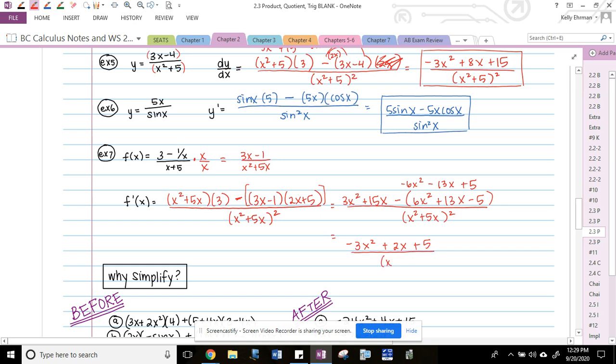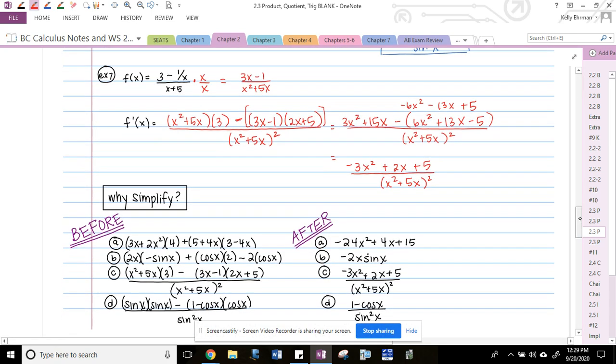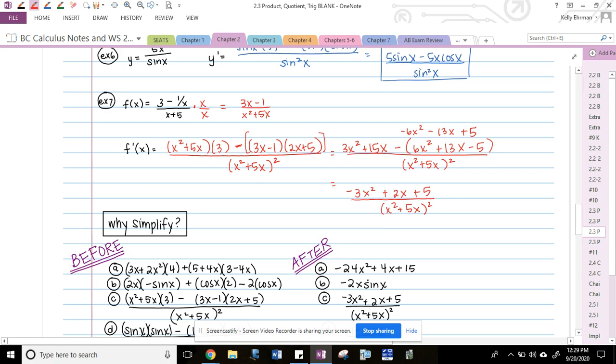And again, maybe that factors, maybe it doesn't, but I don't want to waste any time thinking about it because I know it's not going to factor into x squared plus 5x. So I'm not going to worry about that because x squared plus 5x needs to be squared.